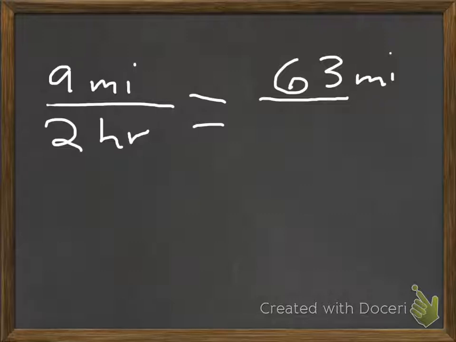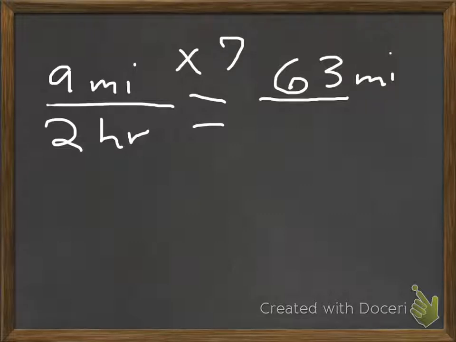say I'm going on a run and I'm able to run 9 miles in 2 hours. If I were to run 63 miles, how many hours would that take me? I need to figure out that scaling up factor that helped us convert from 9 miles to 63 miles. So in order to go from 9 miles to 63 miles, I would have to multiply by 7.